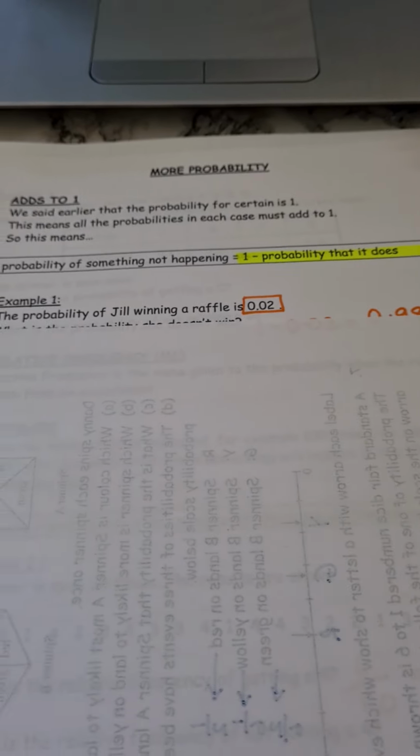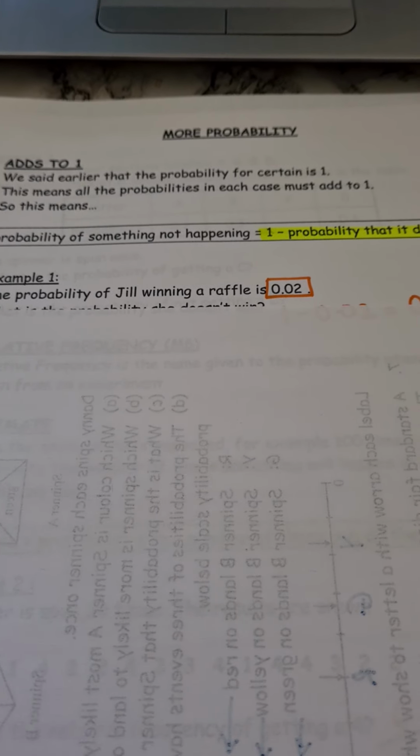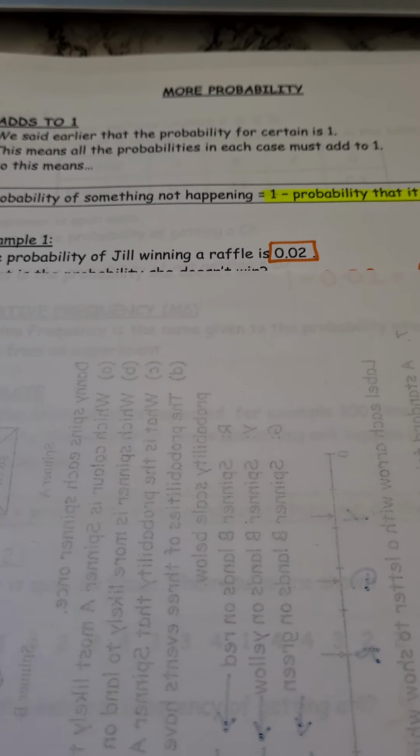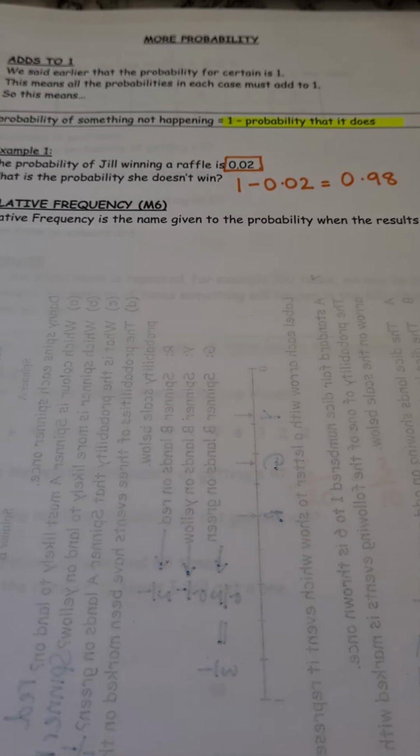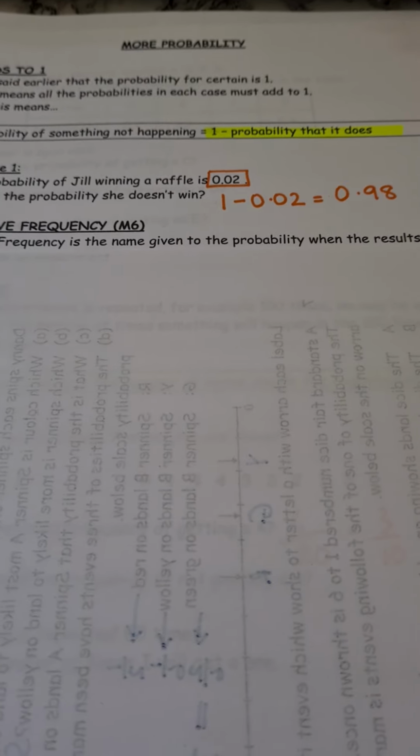So the first example is we are told the probability of Jill winning a raffle is 0.02, and we're having to work out the probability she doesn't win. So that will be 1, which is your total, minus her probability of 0.02 to get you an answer of 0.98. Nice and straightforward.